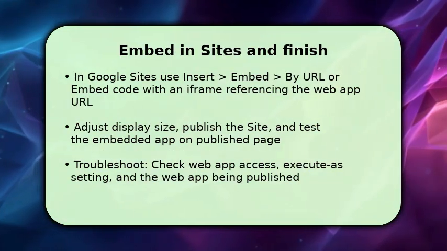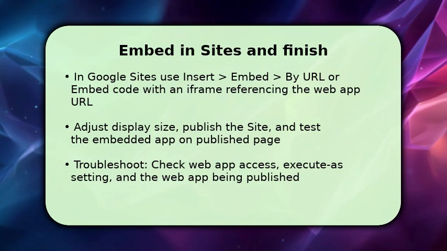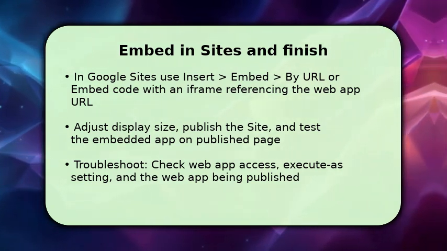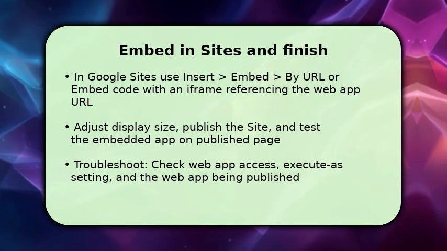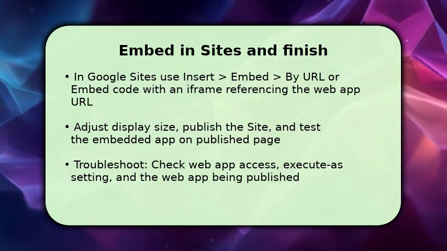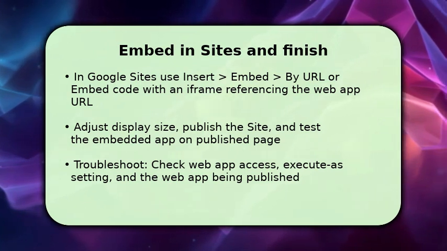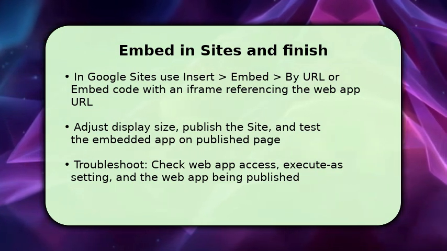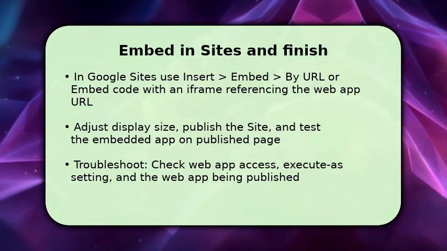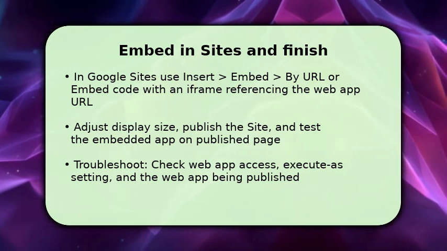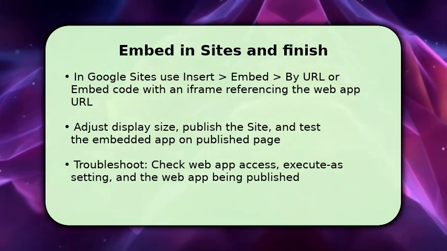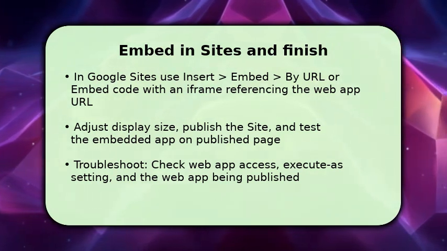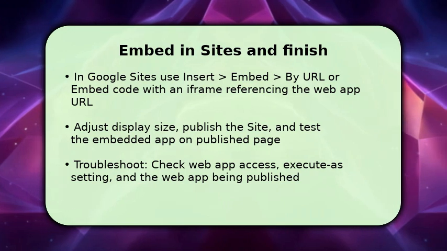Finally, open your Google Site in the editor and choose Insert, then Embed. Paste the web app HTTPS URL, or if needed, use embed code with a simple iframe tag pointing to that URL so the content shows inline. Resize the box, publish the site, and open the published page to confirm scripts run inside the iframe. If it doesn't load, make sure the web app is deployed for Anyone, Execute as is correct, and that you redeployed after changes. Those permissions are the most common issue.